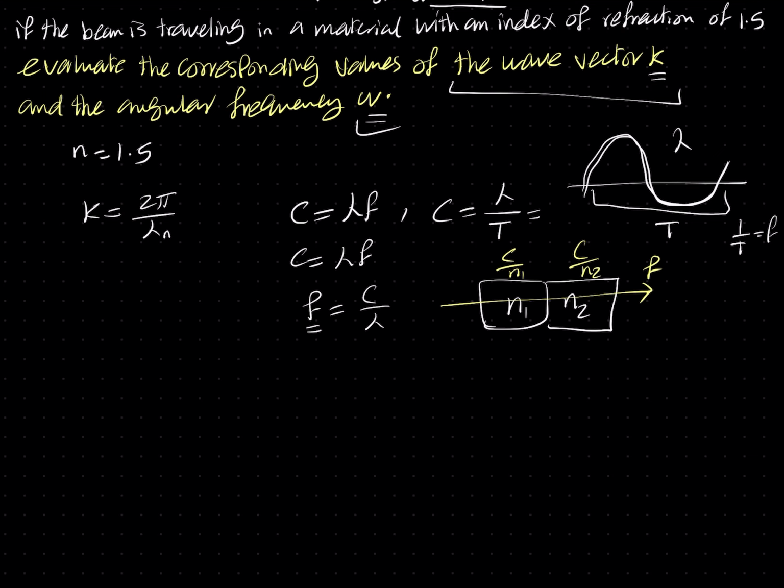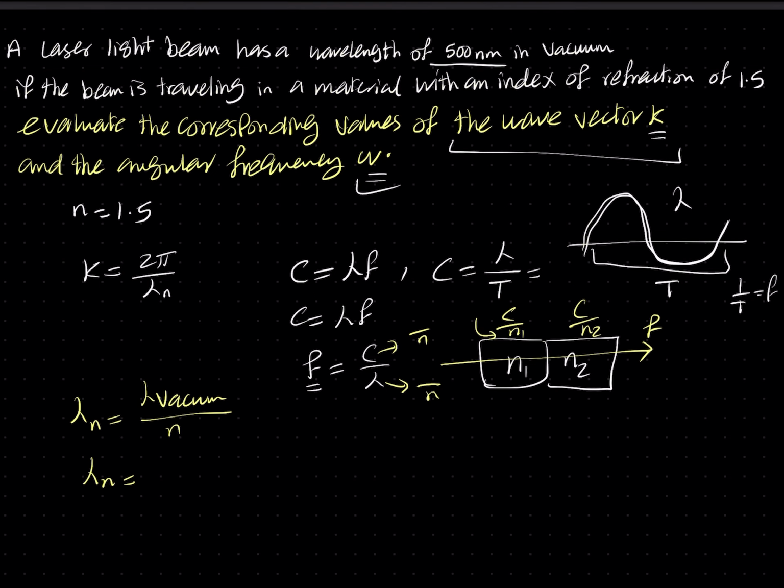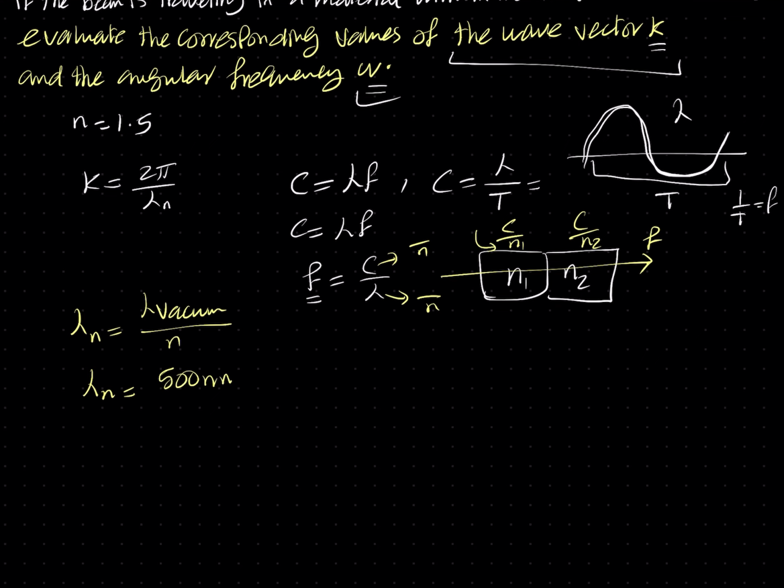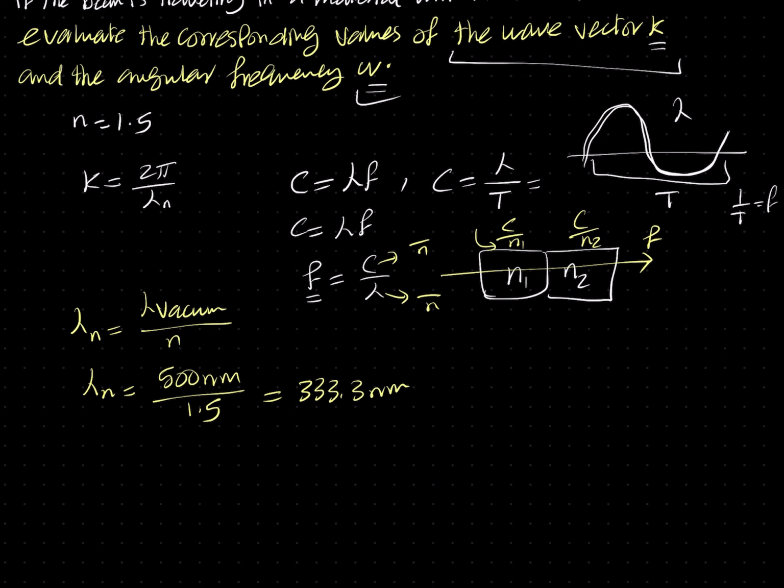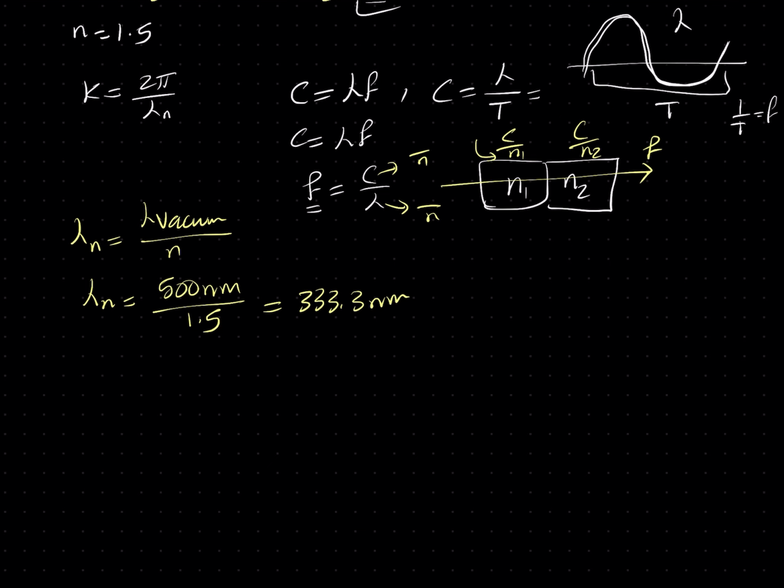Of course, if we're traveling in air, then n1 is roughly 1, and the speed is just c. So the speed will decrease by a factor of n, and lambda will have to decrease by a factor of n. So now lambda n, the new lambda, is going to be lambda in vacuum divided by n. So lambda in vacuum is 500 nanometers divided by 1.5, which will roughly be 333.3 nanometers.